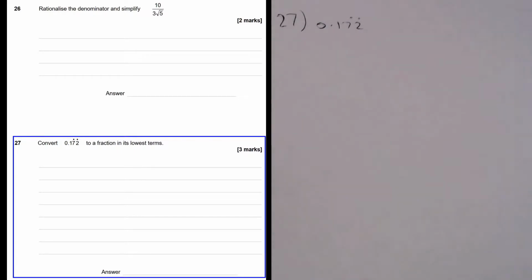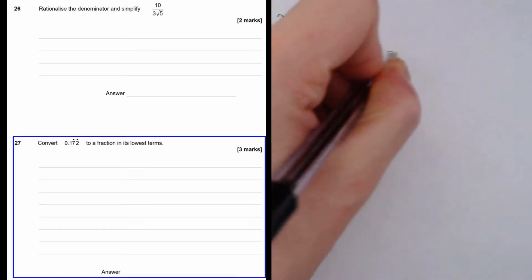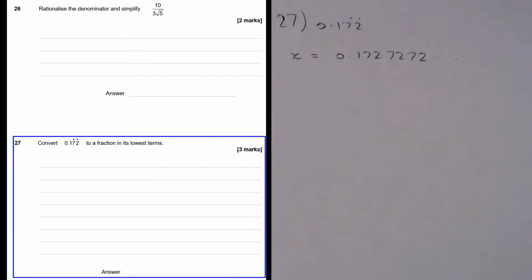Well, the first thing I would do is set x equal to that number. So I'm going to let x equal 0.1727272, and that obviously goes on forever. Now what we want to do is manipulate x in some way, i.e. times it by 10, 100, 1000, whatever, such that when we take that expression away from x, the recurring part disappears. So what multiplier should we go for?